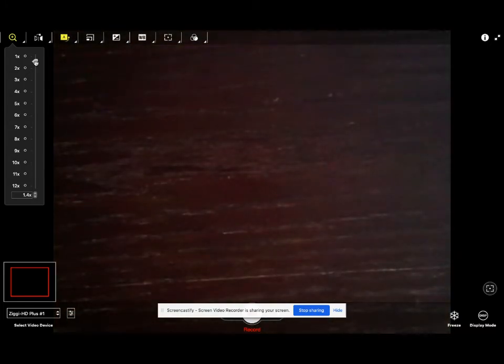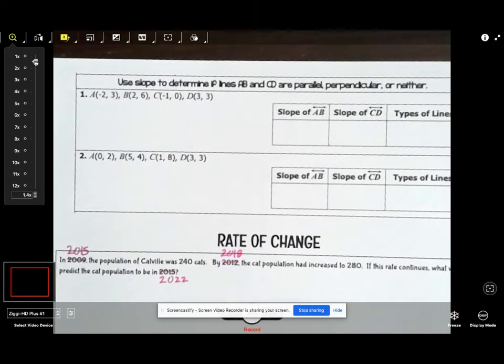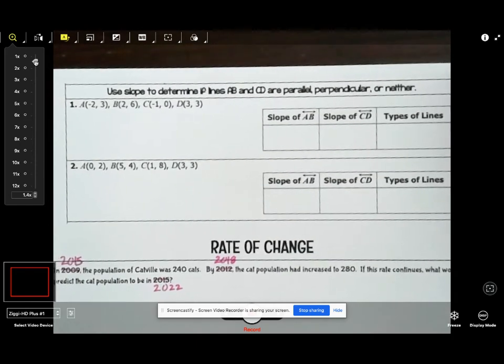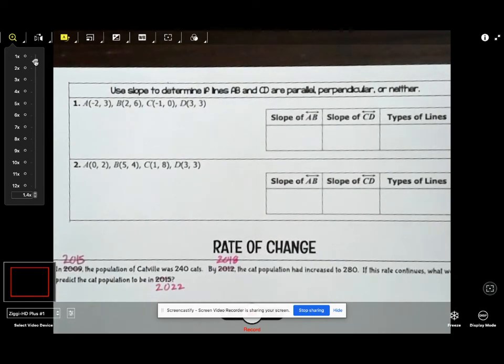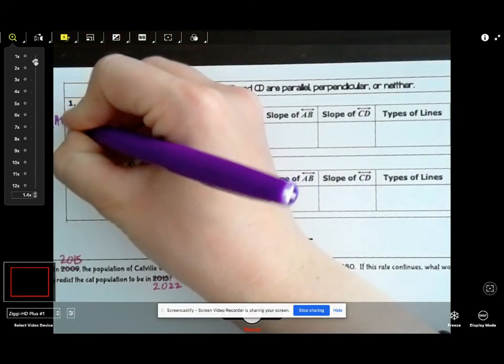Again, I realize we're going through this kind of fast. I hope this is a review for you, but if not, again, we will practice a bunch when I see you in class next. Okay, so it says use the slope to determine if the lines AB and CD are parallel, perpendicular, or neither. So really what we're doing, folks, is finding the slope of these two lines. So let's start with the slope of AB.